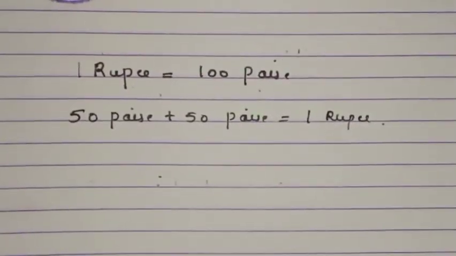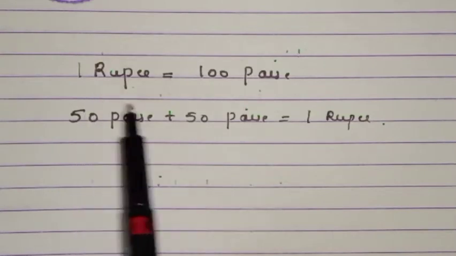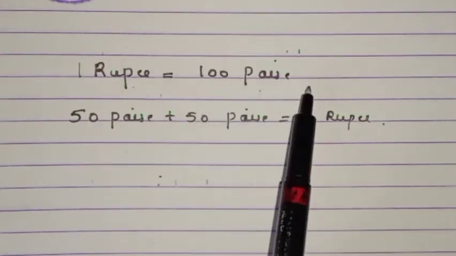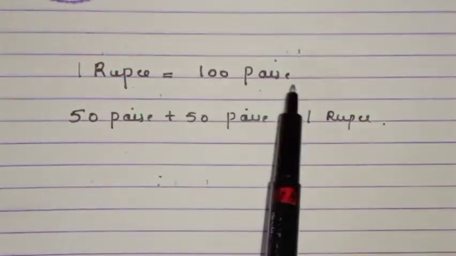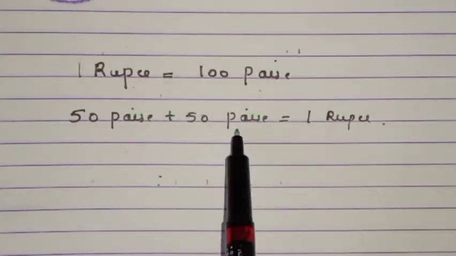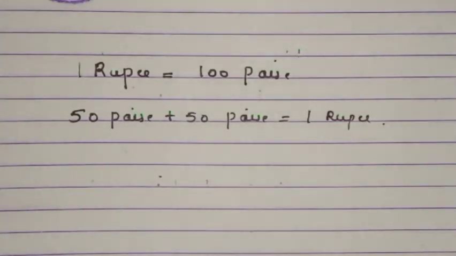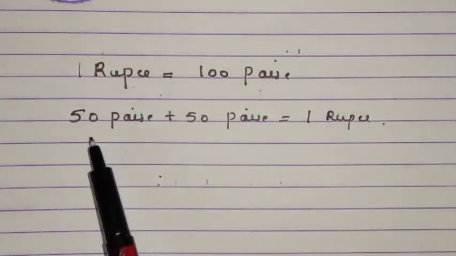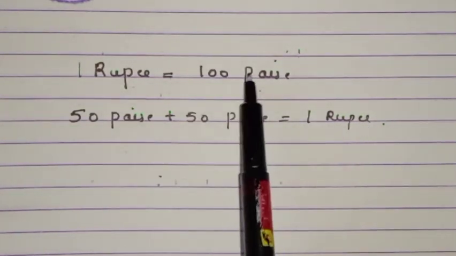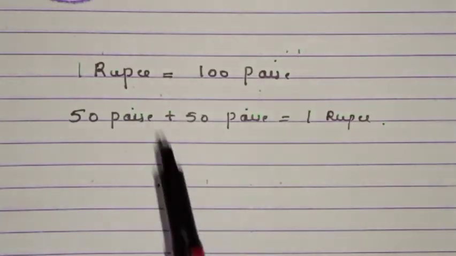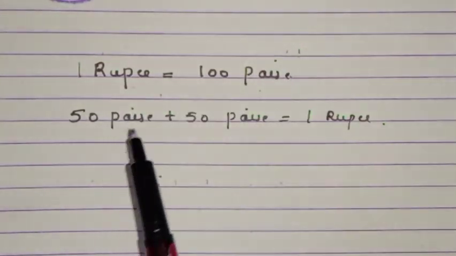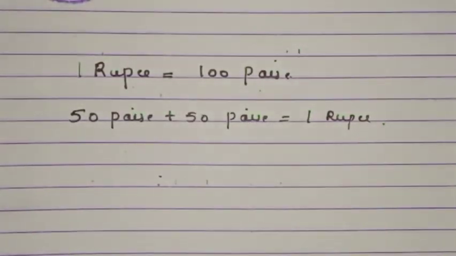Before adding this money, first you want to study 1 rupee equals 100 paise. So a 1 rupee coin is equal to 100 paise. You want to study that first. 1 rupee equals 100 paise. If you add up 100 paise, you get 1 rupee. So 100 paise is equal to 1 rupee, and 1 rupee is equal to 100 paise.